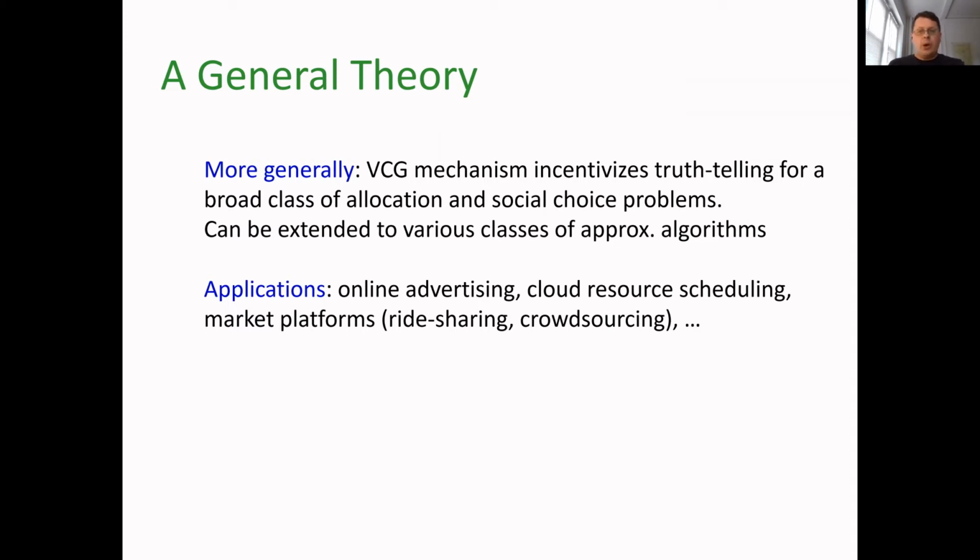And there's now a rich theory within the economics and computation literature that extends that theory of the VCG mechanism to various classes of approximation algorithms as well. And it's a beautiful theory. It also has a lot of applications to real markets. This applies to online advertising platforms, cloud resource scheduling and pricing, two-sided markets like ride sharing and crowdsourcing. In a lot of these cases, we have a theory of how users will respond to prices that builds on this quasi-linearity assumption.